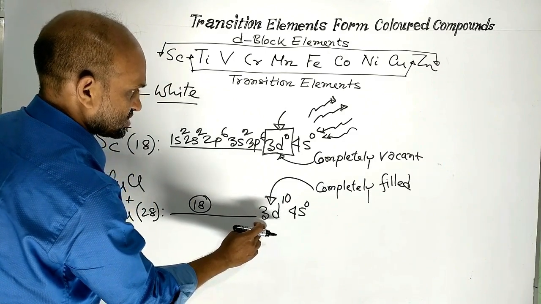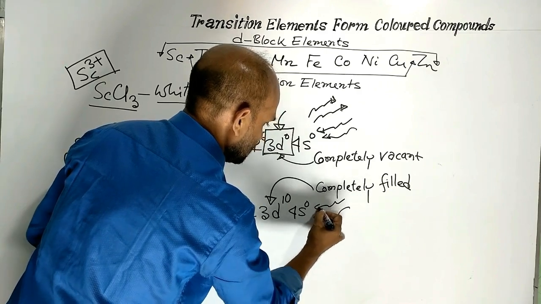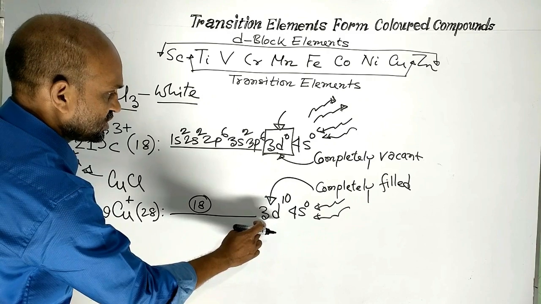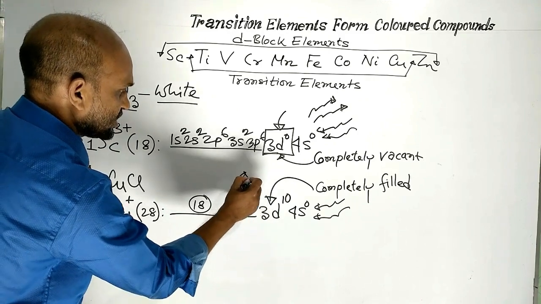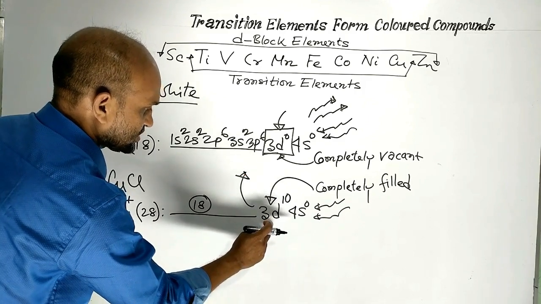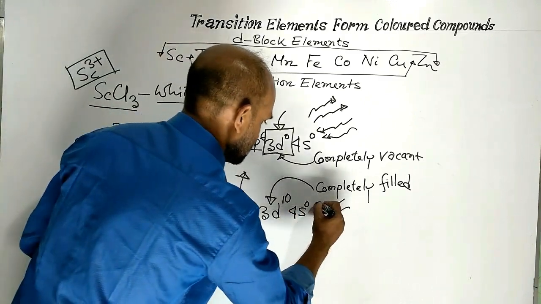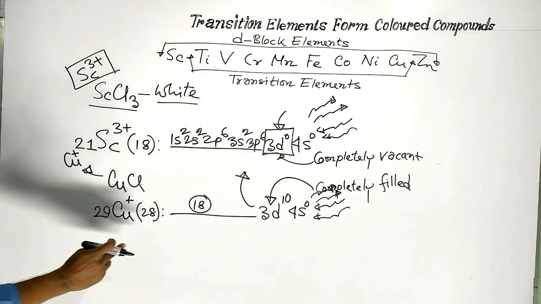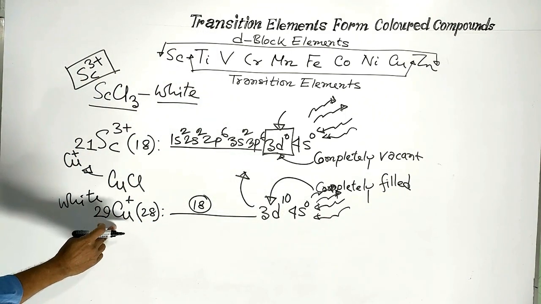Completely filled d orbitals. In this case, while absorbing energy from the visible light region, there is no scope of shifting of electrons from lower energy orbitals to higher energy orbitals because the 3d orbitals are completely filled. For this reason, in this case, complete reflection occurs. That is why copper 1 chloride or cuprous chloride is white in color.